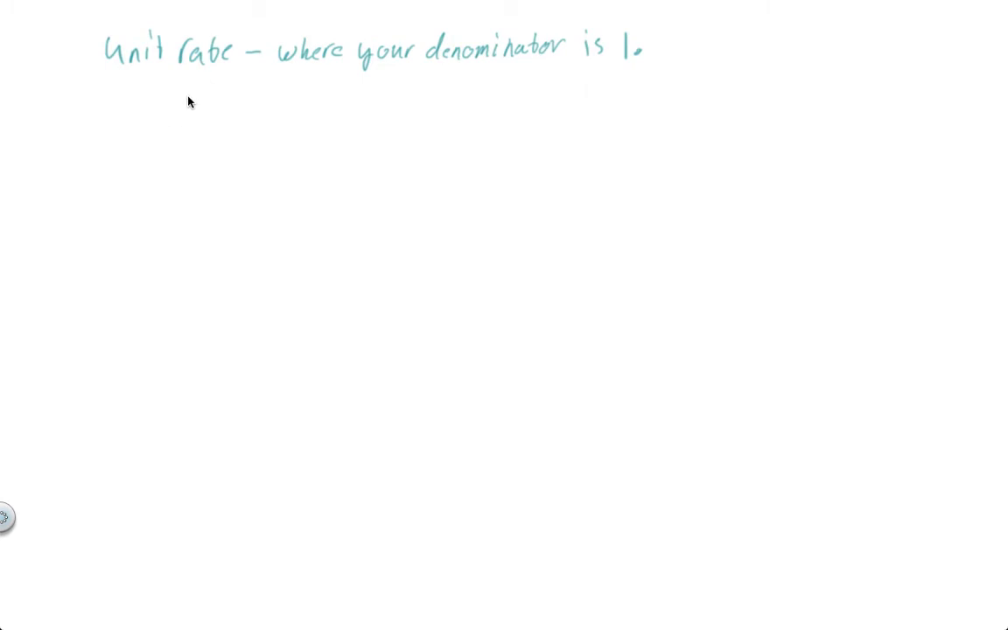So if we had, just a real quick example, someone traveling 50 miles every 2 hours, this is a slope, this is a rate, but it's not a unit rate, because for a unit rate your denominator is 1. In this case, our denominator is 2. So this is division, right? 50 divided by 2. And so our unit rate for this would be 25 miles per hour. Okay, 25 miles in 1 hour. And that's really all there is to unit rate.